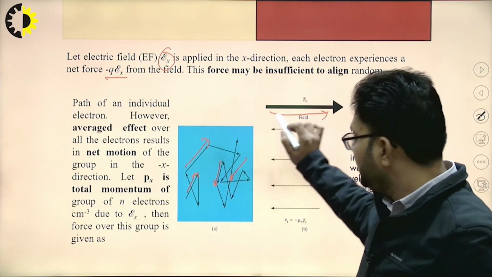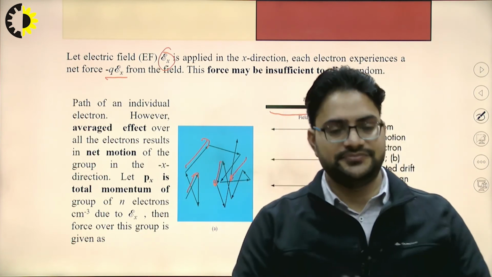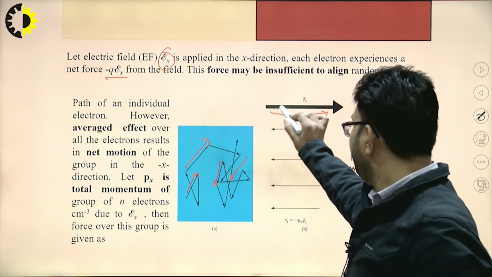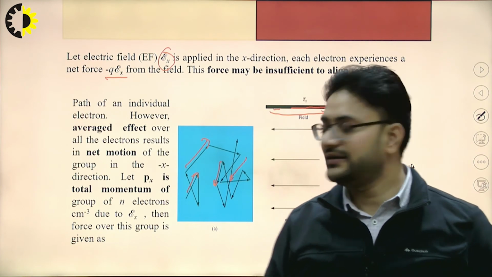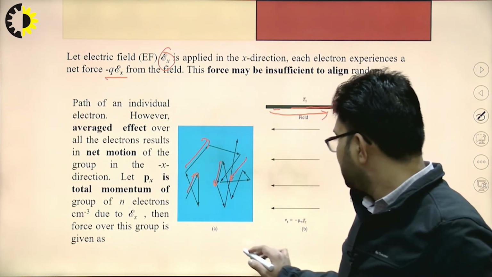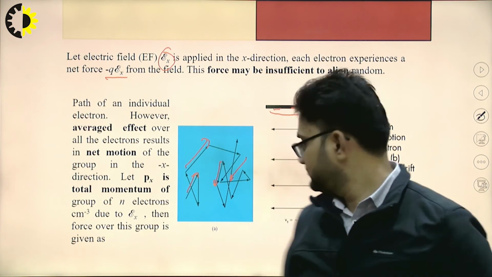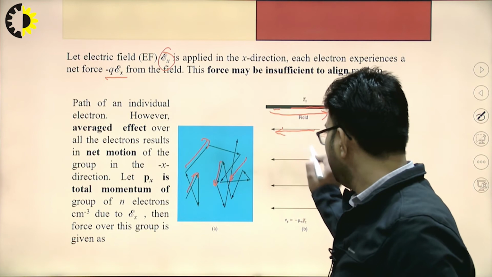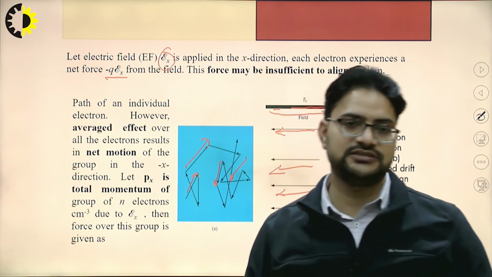So if I apply the electric field, all the electrons will be aligned, right? If I say the electric field is in this direction, now the net velocity will be in the opposite direction, right? So electron movement will be in this direction because the net force is in the opposite direction.